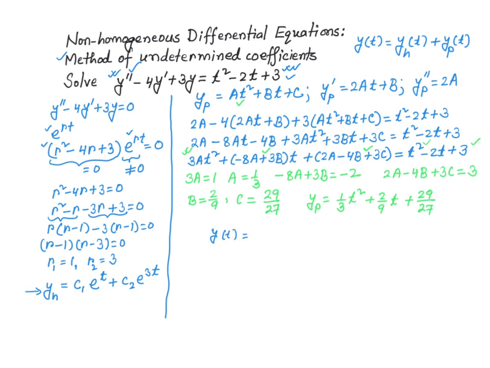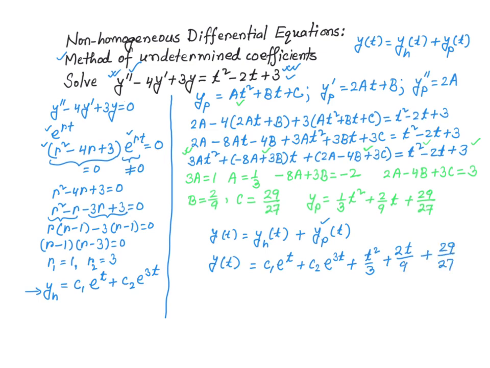is equal to y sub h of t, the homogeneous part, plus y sub p, the particular solution, added. Okay, so y of t is going to be c1 e to the power t plus c2 e to the power 3t, plus the non-homogeneous part y sub p, which we just found, 1/3 t square, or t square over 3, plus 2t/9 plus 29/27.